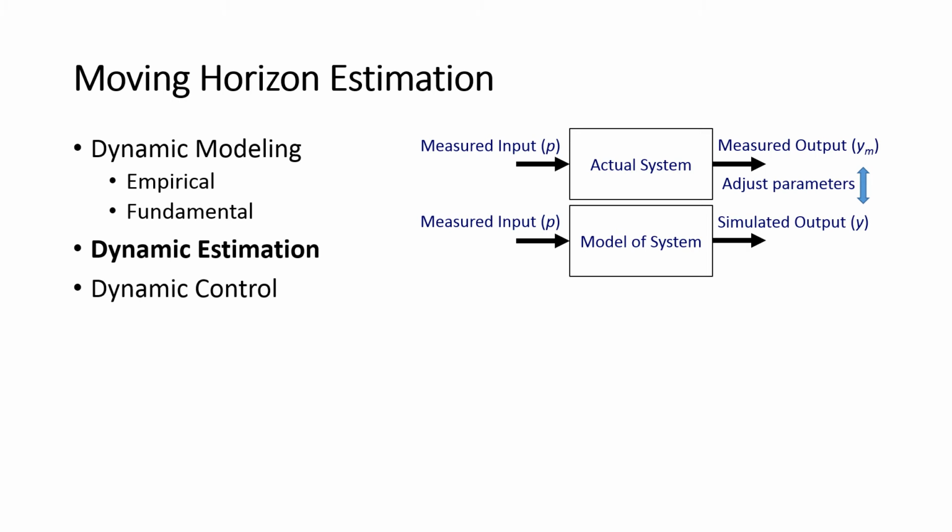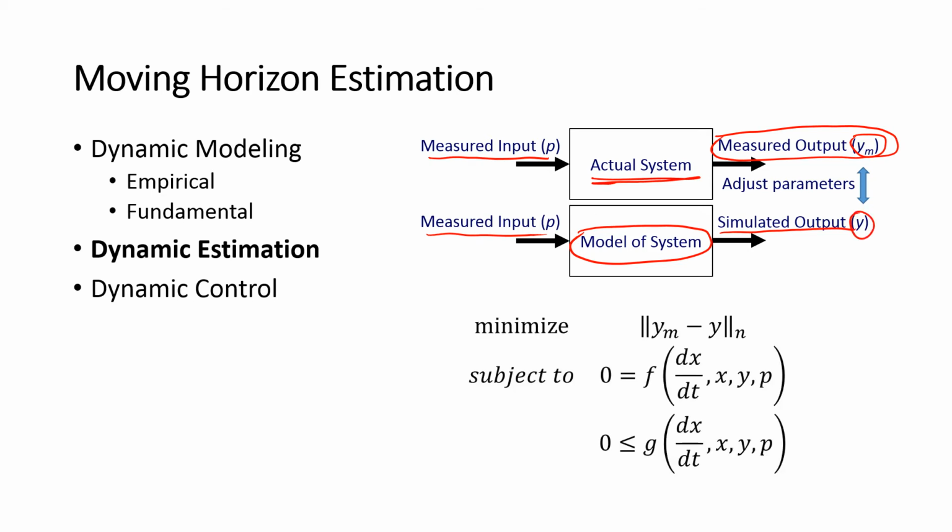This is some information on moving horizon estimation. It's an approach to align a model with a series of measurements from a dynamic system. So if we have, for example, a measured input P, and then we put that same thing into a model of a system, so this is an actual system that we're trying to align to, and then we get some measured outputs, and that'll be YM. And then we also have some simulated outputs, and we'll just call that Y.